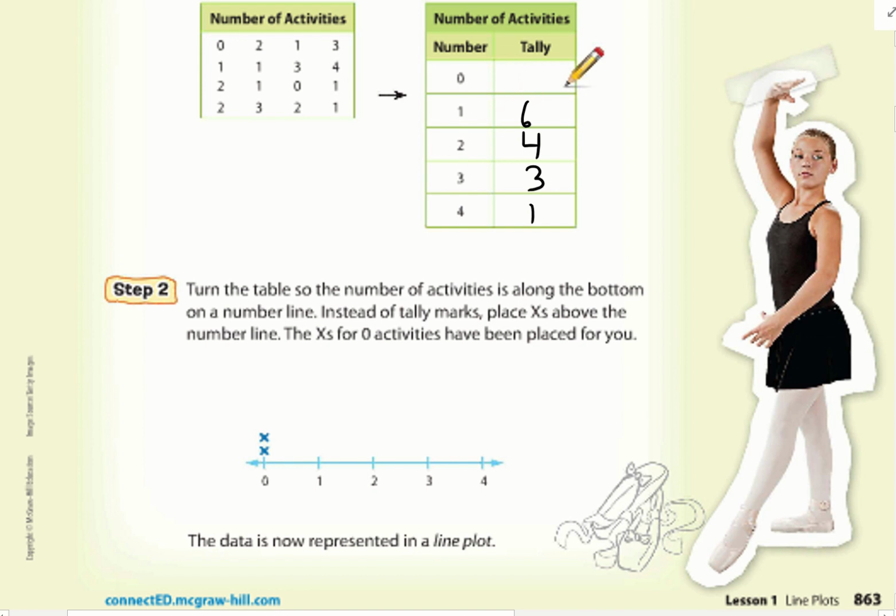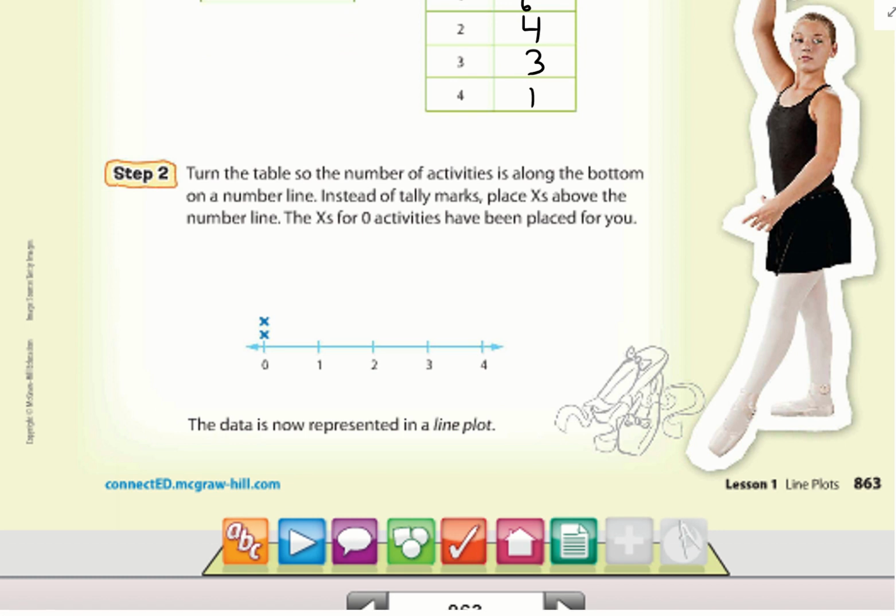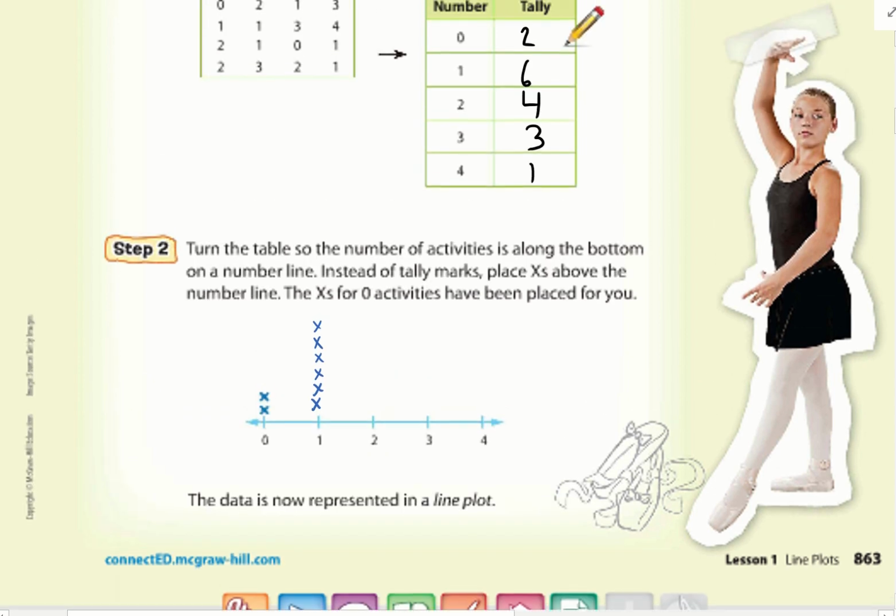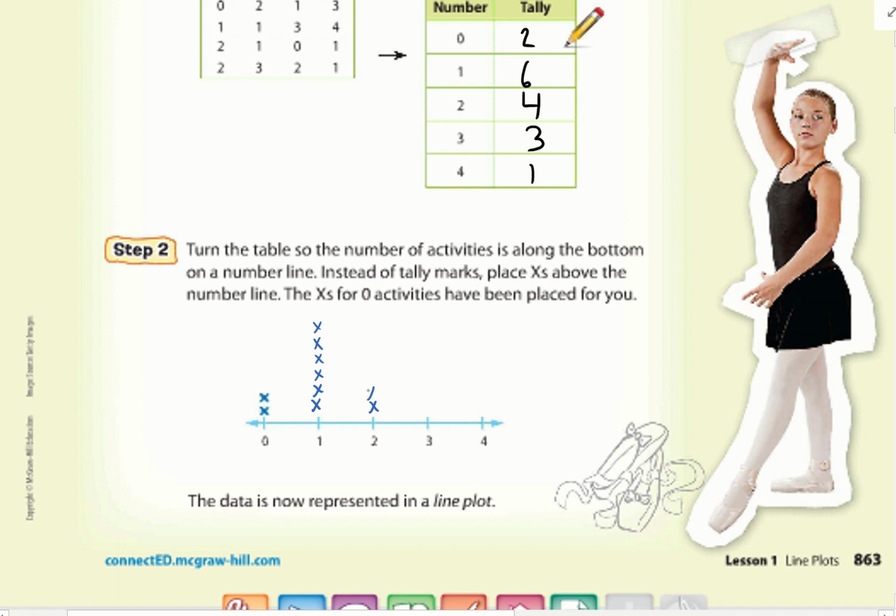So for 1, we have 6 ones. So what I'm going to do is put 6 X's. Now for 2, I have 4 2's. So I'm going to put 4 X's above the 2. We have 3 3's, 1, 2, 3, and we have 1 4. And all of my information I'm getting is from this table.